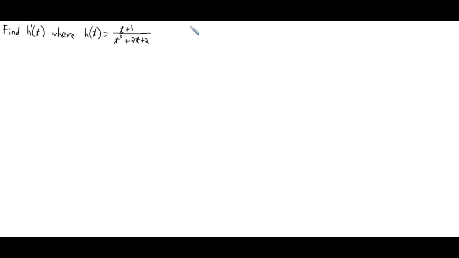So just pretend that the t is an x and just take h prime of t as you would f prime of x. Let's remember our formula: low d high minus high d low over low low. And let's get all of our parts. High is the numerator, so it's t plus 1. D high is the derivative of that, which is just 1. Low is the denominator, which is t cubed plus 2t plus 2. D low is just the derivative of that, which is 3t squared plus 2.